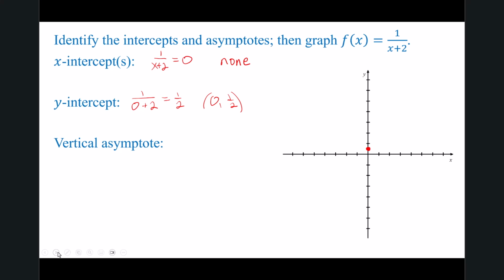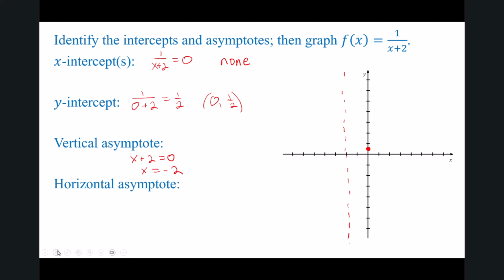The vertical asymptote is where the denominator equals 0. So where x plus 2 equals 0, or x equals -2. So our vertical asymptote is where x is -2. And I'll draw that as a dashed line.